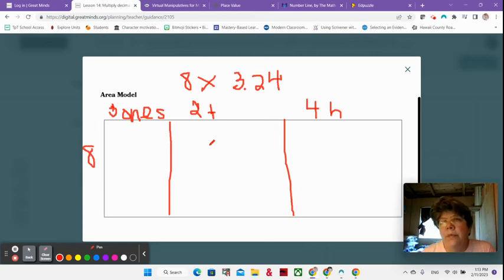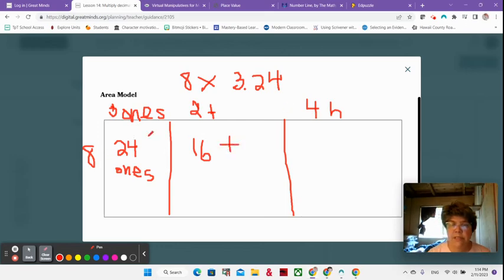we can use unit form thinking to help us find the area of each part, right? So what is 8 times 3 ones? 8 times 3 ones? 8 times 3 is 24, right? And that would be 24 ones. We're going to make sure that we're thinking about our place value, right? 24 ones, okay? And then 2 tenths times 8 would be 16 tenths. And 4 hundredths times 8 would be 32 hundredths, right?